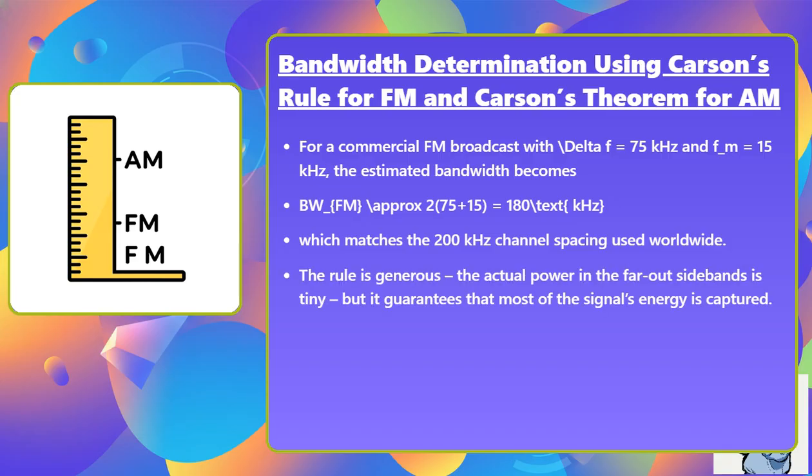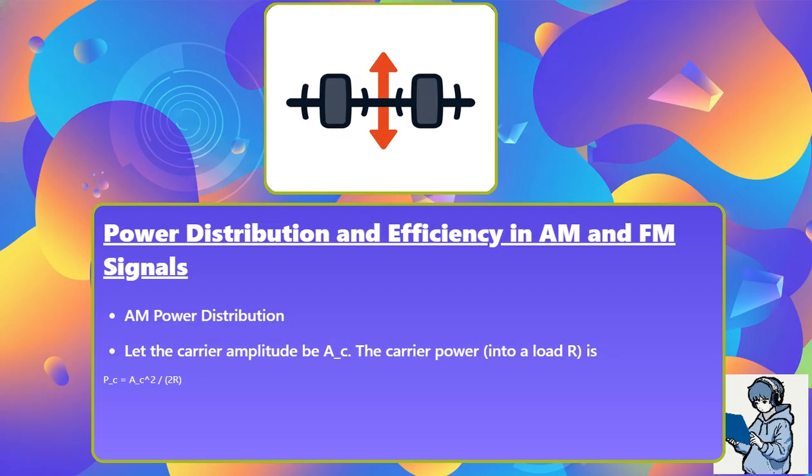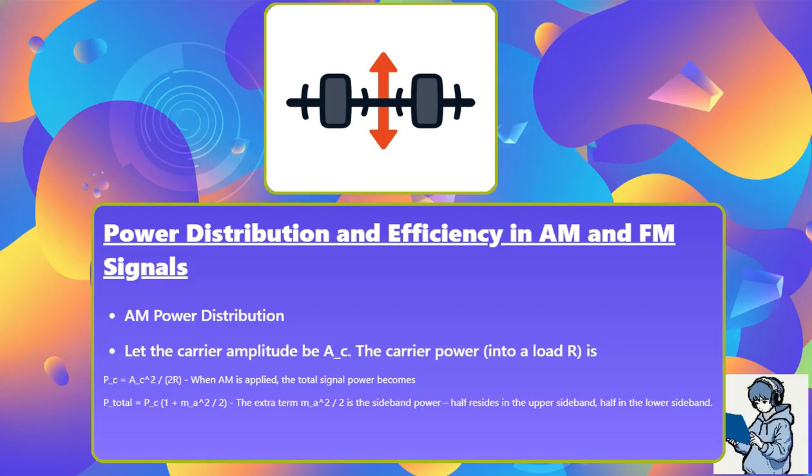The rule is generous. The actual power in the far outside bands is tiny, but it guarantees that most of the signal's energy is captured. AM power distribution. Let the carrier amplitude be A_c. The carrier power into a load R is A_c² / 2R. When AM is applied, the total signal power becomes P_total = P_c (1 + μ²/2). The extra term μ²/2 is the sideband power. Half resides in the upper sideband, half in the lower sideband.